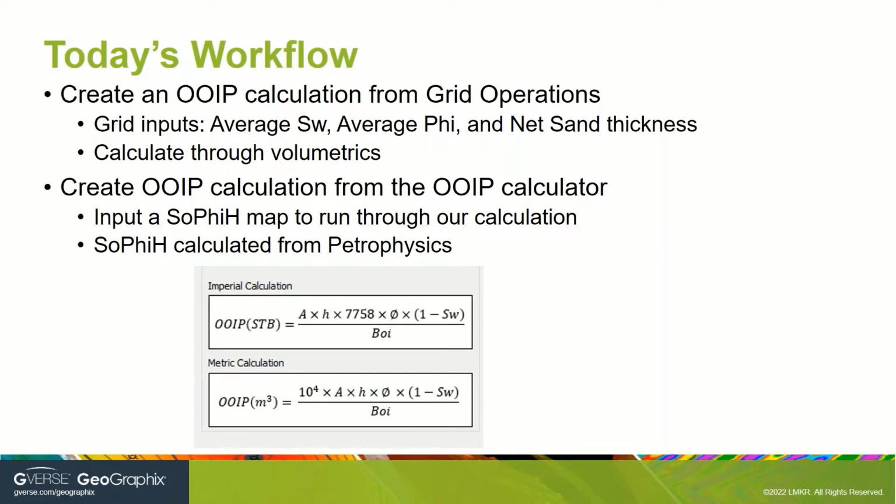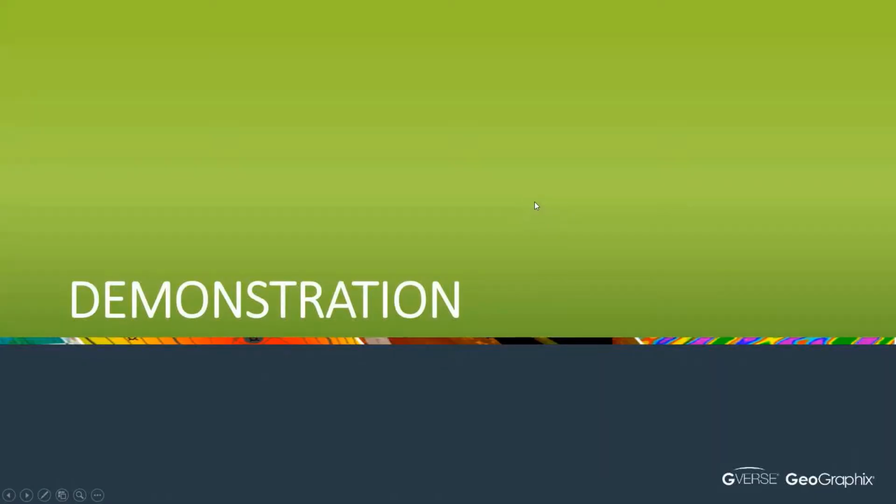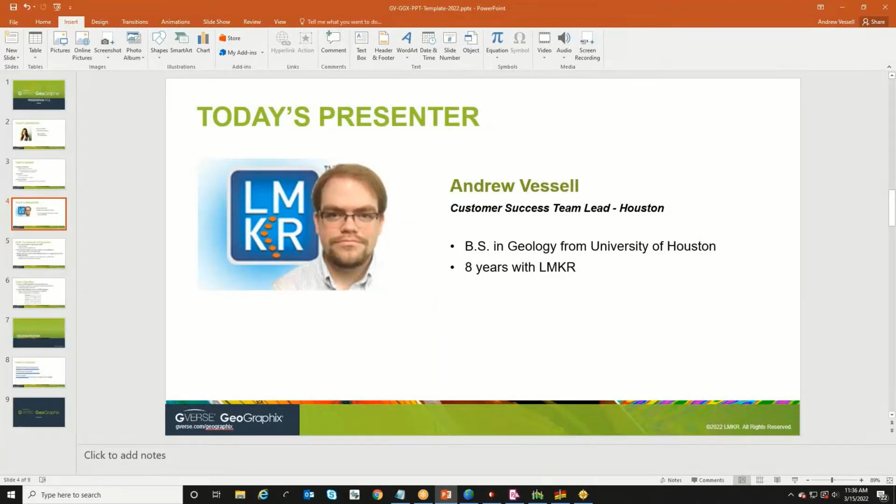Below is the equation we'll be running here: area times height times our conversion factor times porosity times one minus water saturation, all divided by a volume factor. So we're going to plug a couple of variables into that equation and run through it, and we'll be using both of those methods as we do that. All right, so let's go ahead and jump right into it.